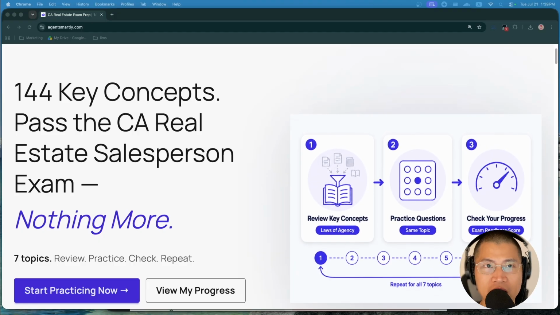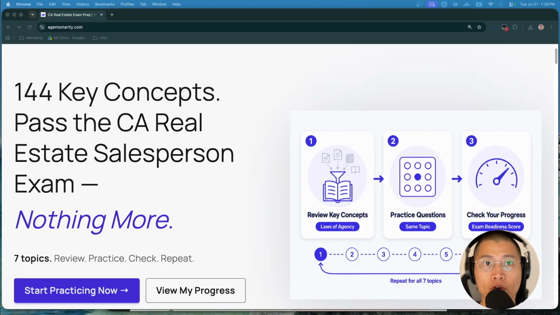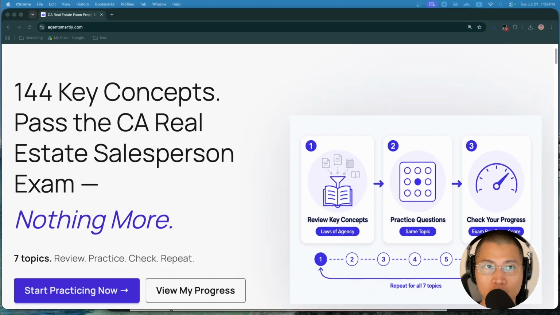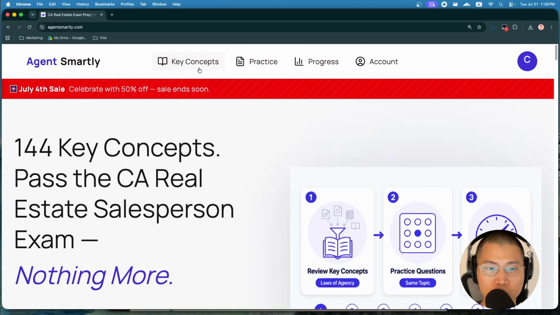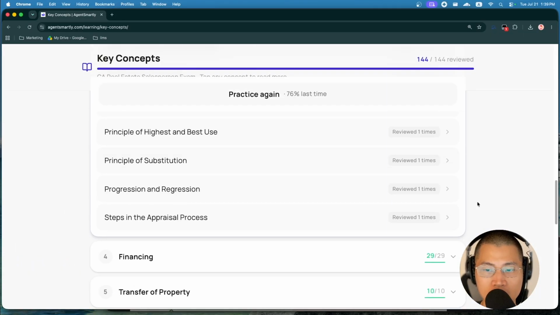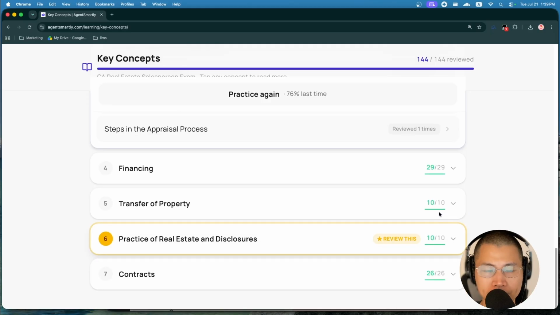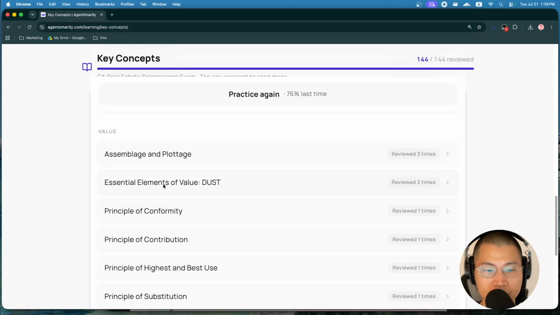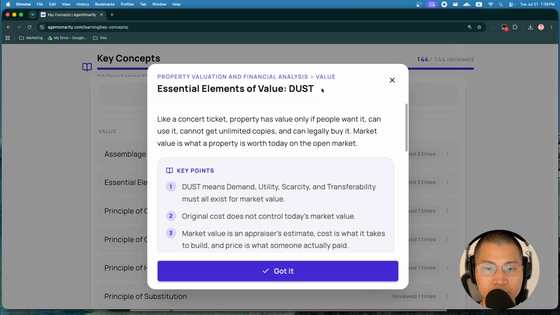Today, we're breaking down the essential elements of value. Link in the description below, and let's get into it. So first, we go into the key concept, and we scroll down here a little bit. And we will see under here essential elements of value. The synonym is DUST. So like a concert ticket, the property has value because people want it, could use it, cannot get it easily, a limited copy, and can legally buy it. The market value is what the property is worth today on the open market.